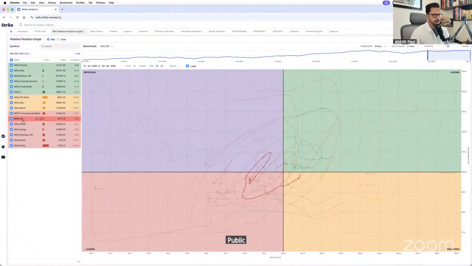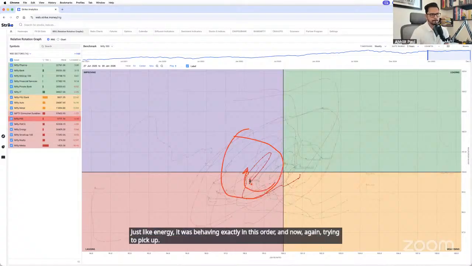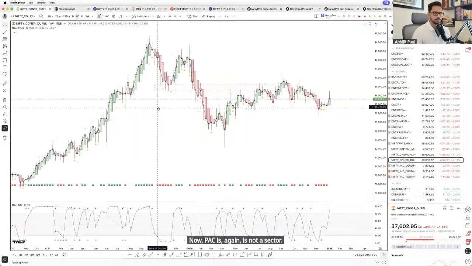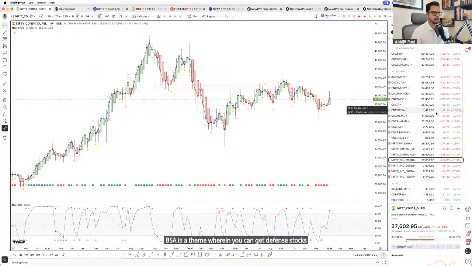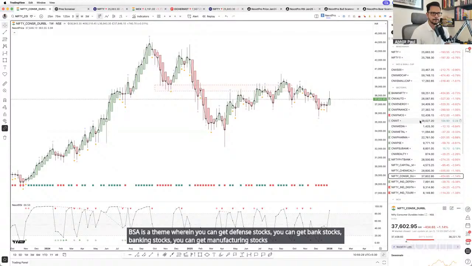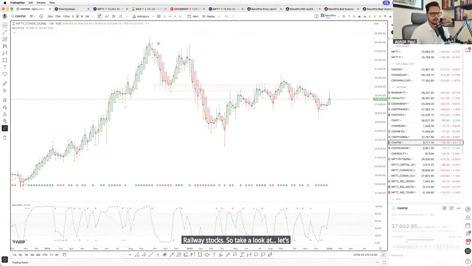Public sector enterprise, Nifty PAC. Just like energy, it was behaving exactly in this order and now again trying to pick up. Now PAC is not a sector. PAC is a theme wherein you can get defense stocks, you can get banking stocks, manufacturing stocks, anything can happen. Railway stocks. So let's take a look at CNX PAC.